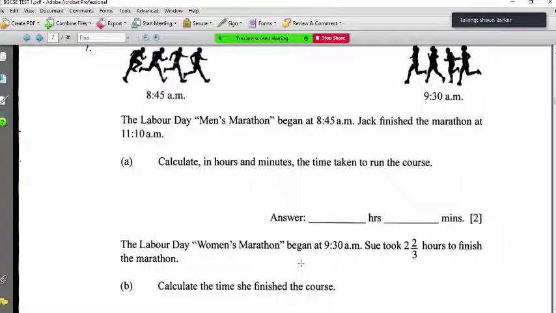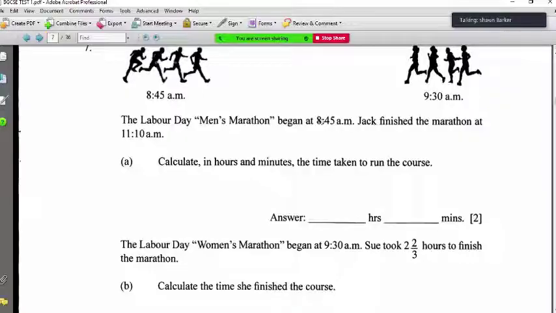So let's just deal with hours first, and then we can calculate the minutes. So he's starting off at 8 a.m. and he's finishing at 11. So right there, that's how many hours? That's 3 hours. Okay, so we have 8, 9, 10, 11.